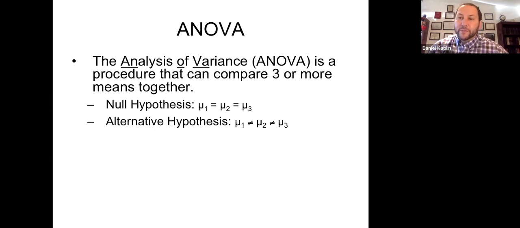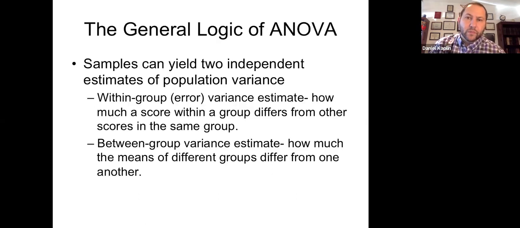The alternative hypothesis or research hypothesis is mu1 is not equal to mu2, which is not equal to mu3. So that would be saying there are real differences between the groups, and it's due to our manipulation. So let's understand the logic of the ANOVA.